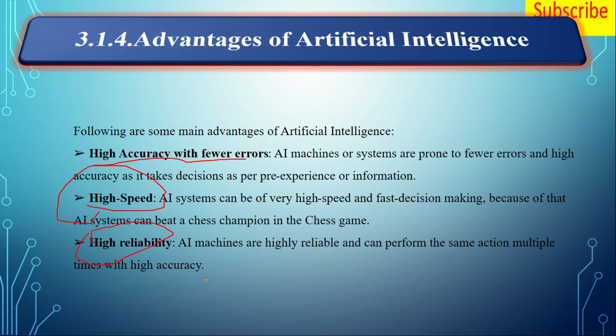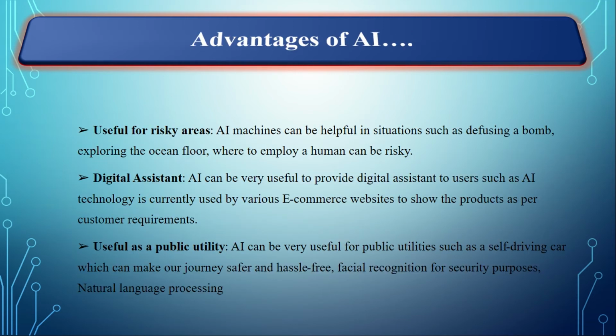If they want to take a decision, act on a target, or perform a task, they can take action or perform it many times with the same accuracy. So we can describe them as having high accuracy, high speed, and high reliability. Advantages continue: useful for risky areas.